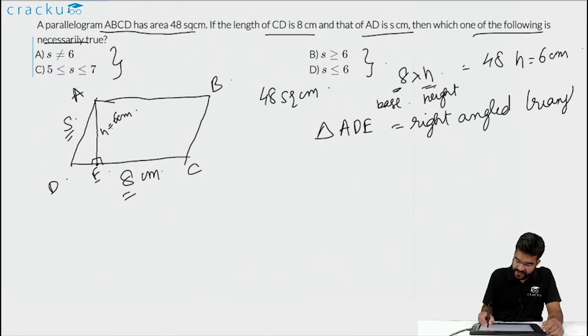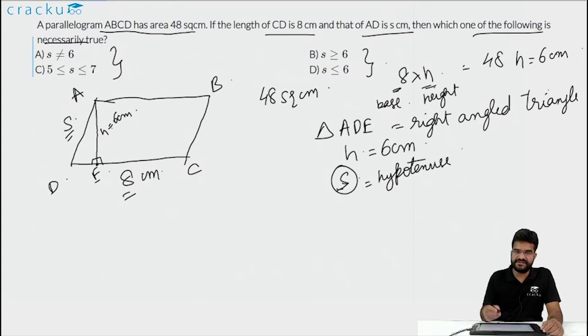In this we know that the height of the triangle, that is one of the sides of the right angle triangle, is 6 centimeters and we are required to find out the range of S. S is the hypotenuse of the right angle triangle. So hypotenuse will always be the longest side of the right angle triangle. So we know for sure that S is greater than or equal to 6.